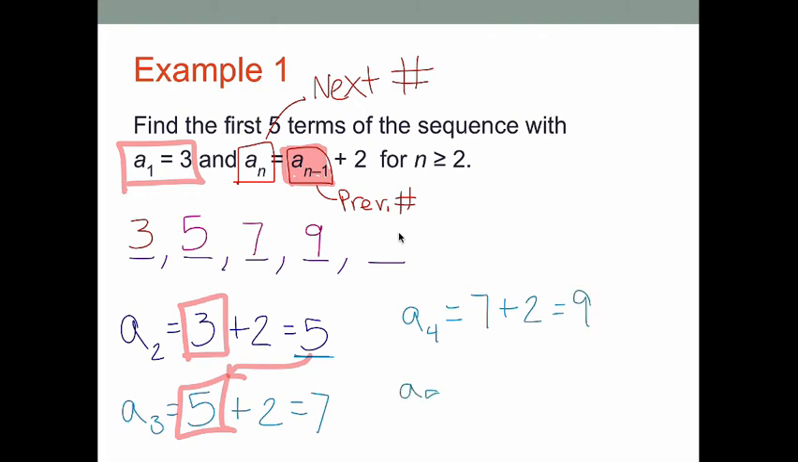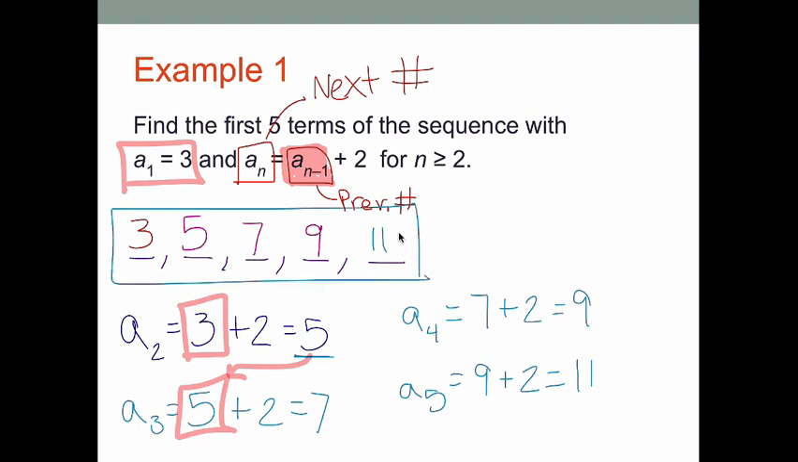If I want to find the fifth number in my list of numbers, I take that previous value, I add 2, and that gives me 11. So my first 5 terms in this sequence are 3, 5, 7, 9, and 11.